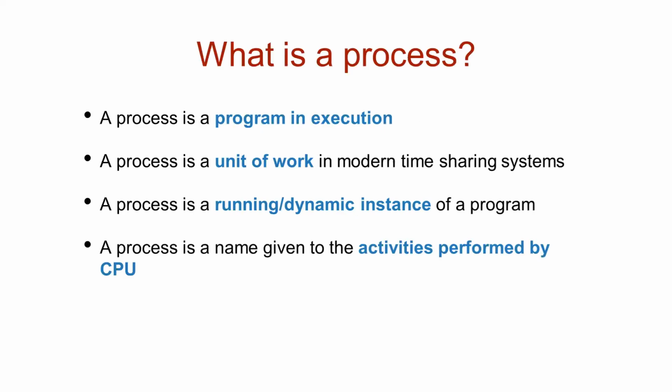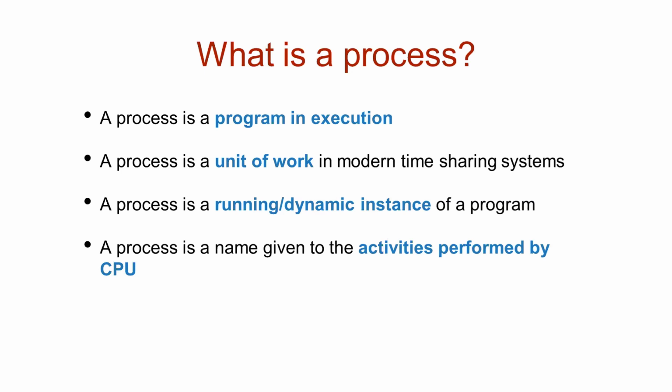What is a process? On the screen, you can see multiple definitions of process. A process is a program in execution. A process is a unit of work in modern time sharing systems. A process is a running or dynamic instance of a program. A process is a name given to the activities performed by CPU.